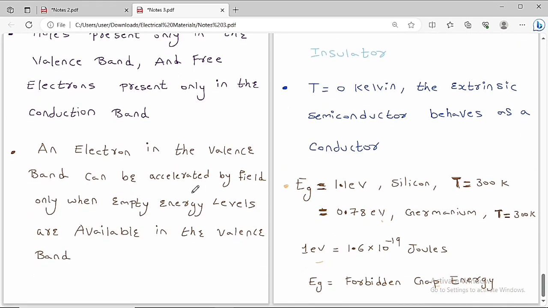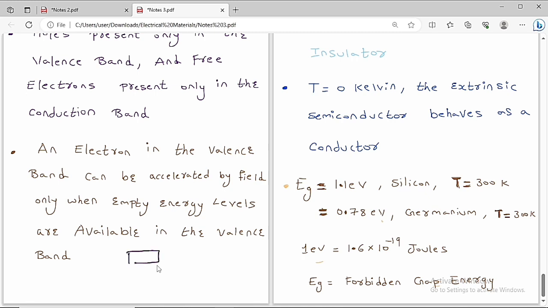Now the next thing is here. An electron in the valence band can be transferred by the field only when empty energy levels are available in the valence band. So what is the meaning of this? Let me give you a small example. Suppose two electrons in the valence band, because I have given energy, have gone to the conduction band. Definitely some holes are created, some vacancies; two vacancies are created in the valence band. You can try to explain this concept here.